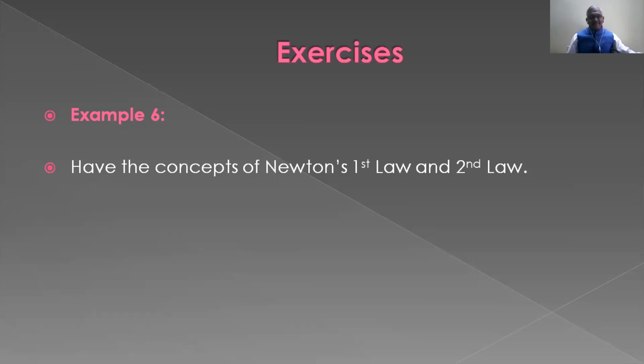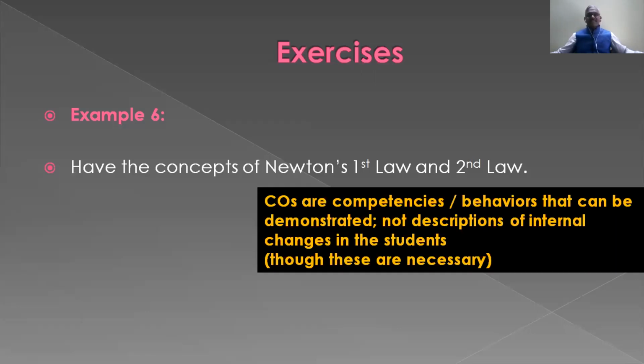One more example. Have the concepts of Newton's first law and second law. What's wrong with this? This is in a course outcome. What is the problem? I have written there: CVOs are competencies or behaviors that can be demonstrated, not descriptions of internal changes in the student that happen in the student's mind. Have the concepts of Newton's first law and second law means students can understand Newton's first law and second law. That's what it means. But when somebody understands it, the understanding happens in the mind. You cannot measure it. For you to measure, the student has to perform something. Outcome-based education says that it is an outcome. As I told you, outcome is something which we will be able to measure.